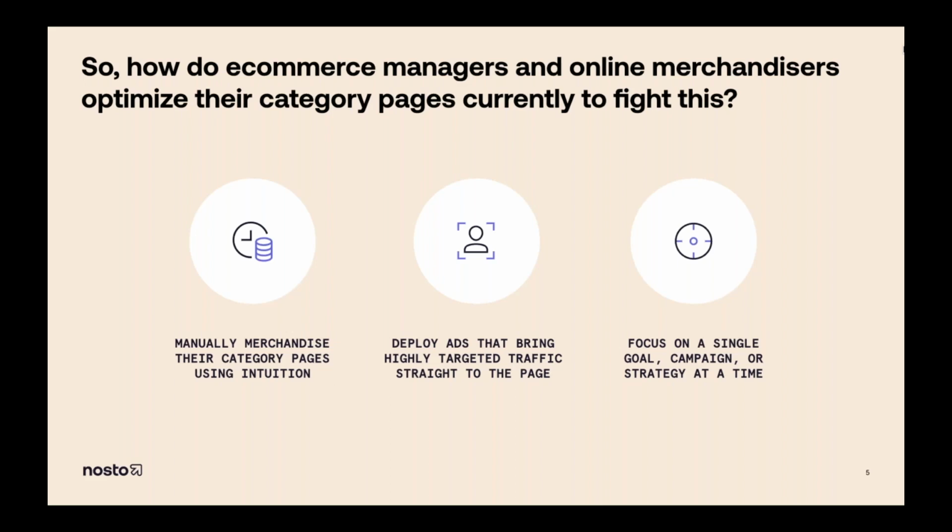Merchandisers also tend to focus on a single goal or campaign at a time. And because they're doing this manually, they don't change the sequences of their category pages as quickly as they could or should. This isn't due to any fault of their own, because we're humans, we don't have computer brains that can compute the differently weighted importance of multiple revenue-based goals at once. And that's why we invented a product that can do this for you.